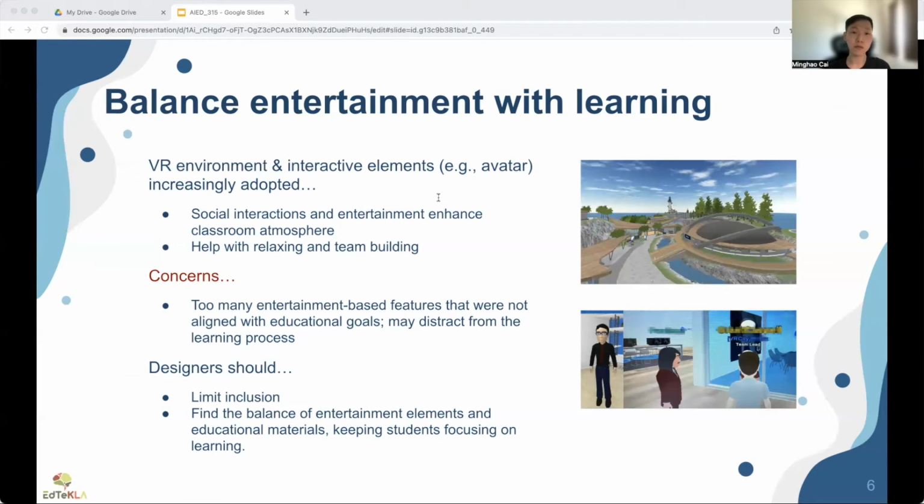Such a design is increasingly adopted in other online learning systems as well. Students reported it did help them relax and helped with team building, and finally led to a better classroom atmosphere. However, students also had a concern that too many entertainment-based features may distract people from the learning process. So we think designers should limit the inclusion of playing elements, although they are attractive to students in the beginning, and find a balance to keep students focused on learning itself.